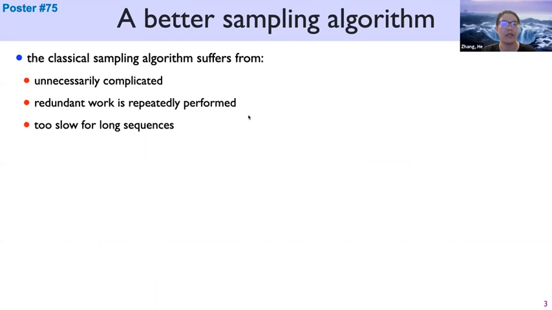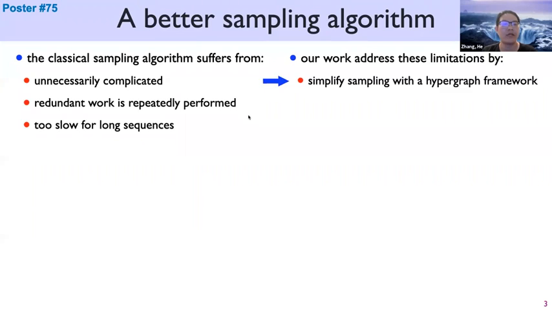Secondly, the sampling phase recomputes, especially for large sample sizes. Finally, it is too slow to be used for long sequences, including the full genome of SARS-CoV-2. To address these issues, we developed a better sampling algorithm, linear sampling.